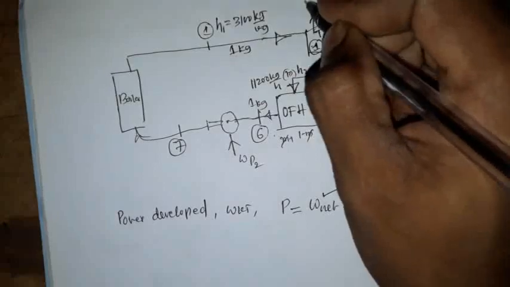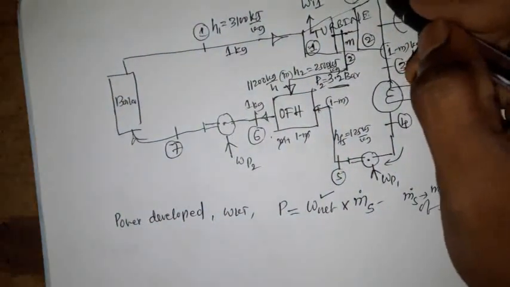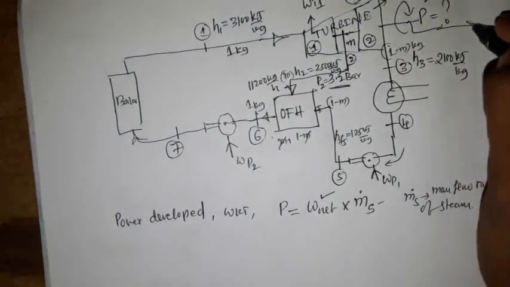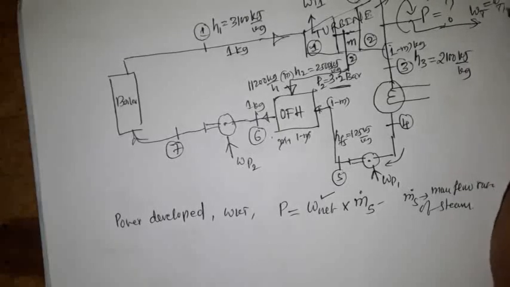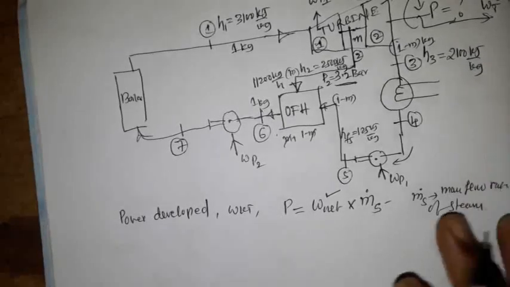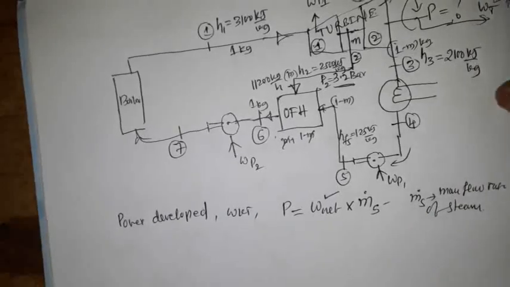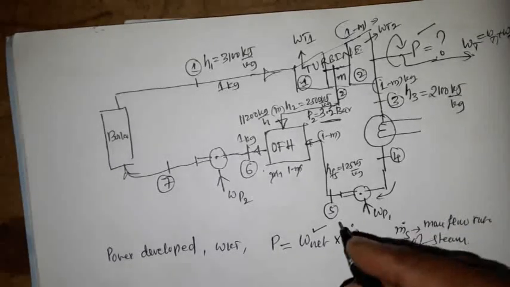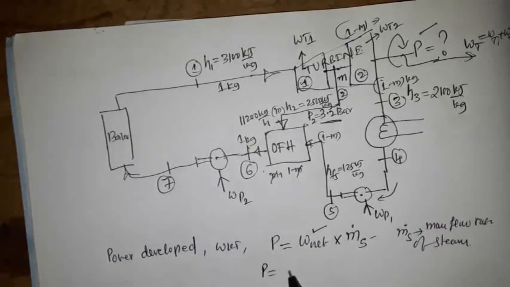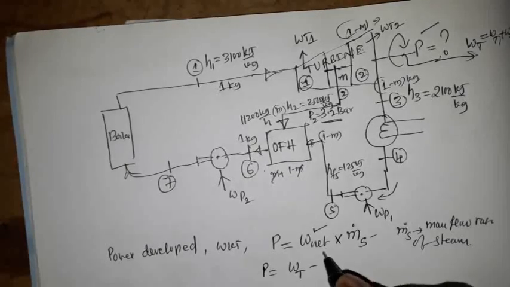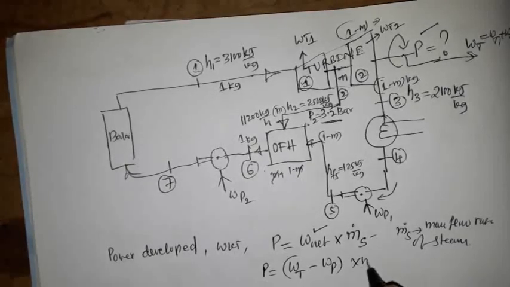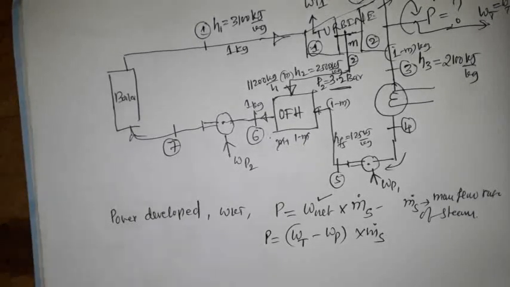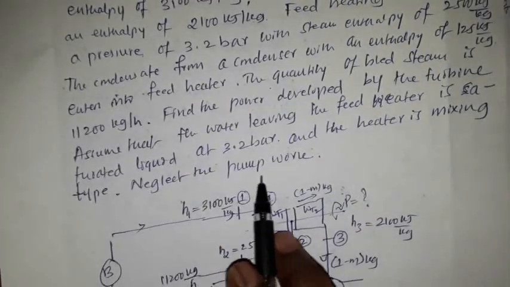The work developed by the first stage is WT1, the work developed by the second stage is WT2, and the total work developed is WT equals WT1 plus WT2, we can write. So here, therefore the net work is power equal to turbine work, total turbine work minus pump work, into m dot s. So in the problem statement he has mentioned that the pump work is to be neglected.